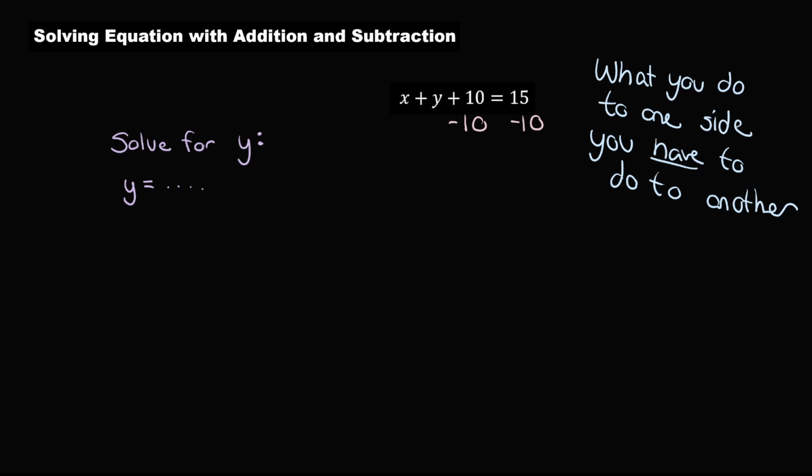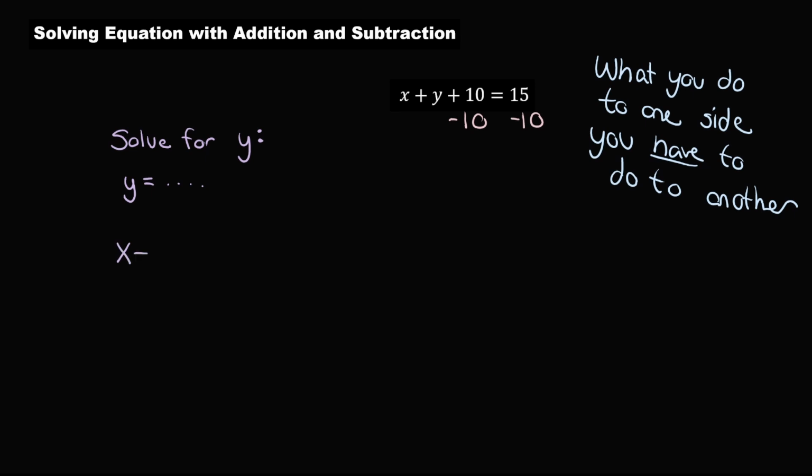If we subtract 10 on both sides, I'm going to move over to the left here, but we're going to be left with x plus y plus 10 minus 10 is equal to 15 minus 10, right? And now we can combine like terms. And what I mean by that is that numbers can combine with numbers, any terms of x can combine with x, and any terms of y can combine with each other as well.